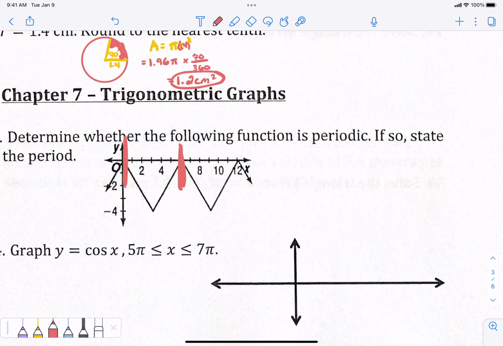Exactly, then it's not a periodic function. So yes, the period equals 6.